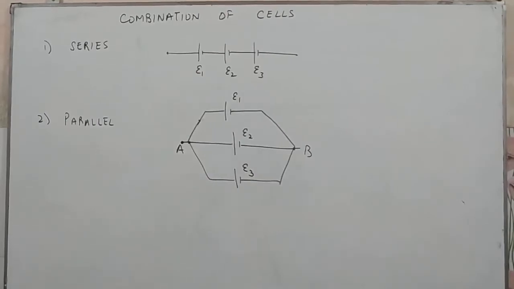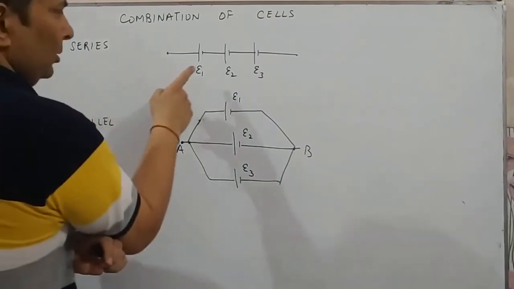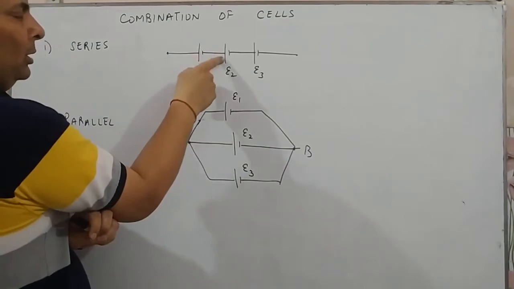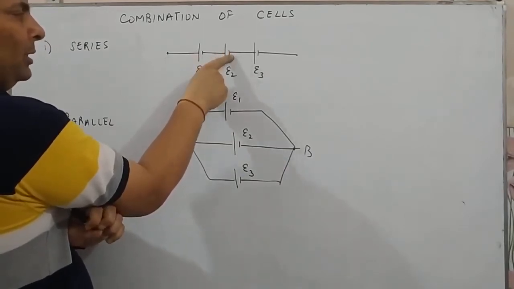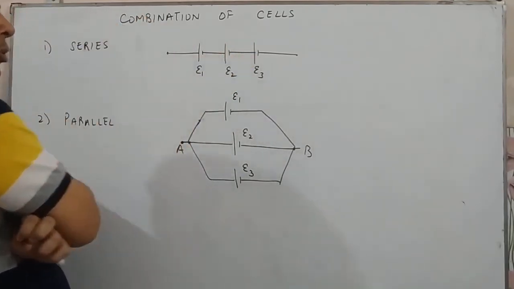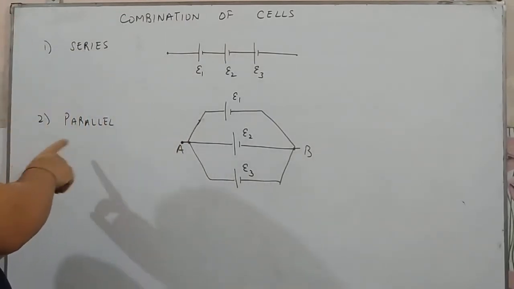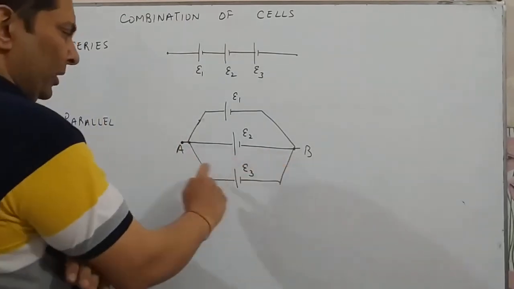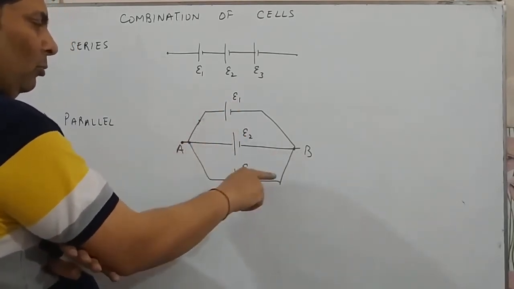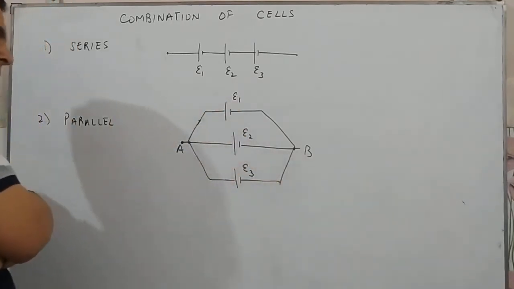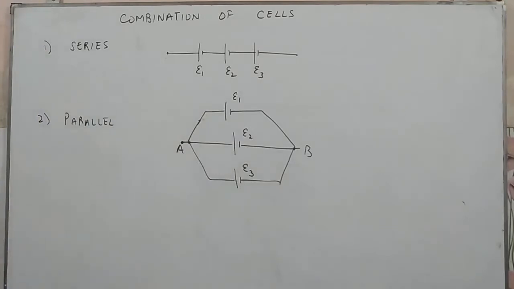Next is the discussion of combination of cells. The first one is series, in which each negative terminal is connected to the other cell's positive terminal. Similarly, this negative terminal is connected to the positive terminal of the next cell. This kind of arrangement is called series combination. Whereas between the same two points, if we connect two or more cells like this, that is said to be parallel combination. Now we'll do the further calculations to find the resultant EMF or resultant equivalent resistance.